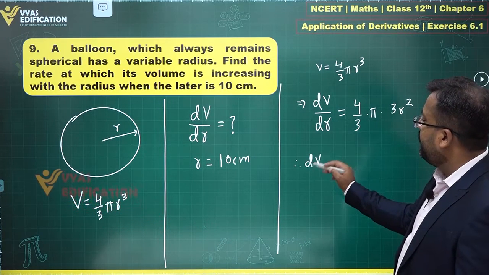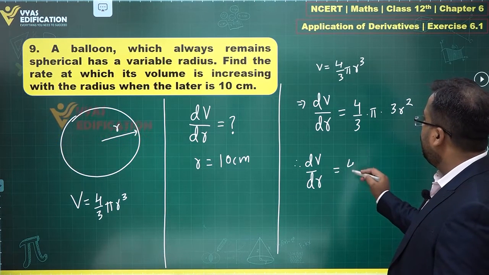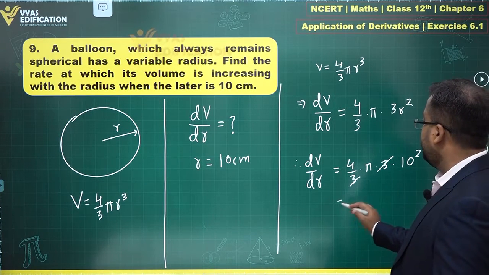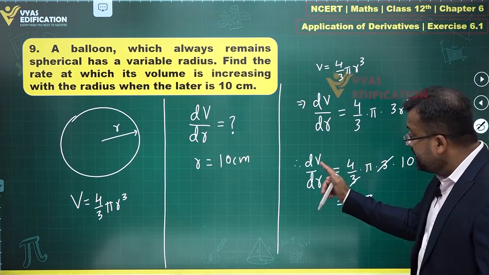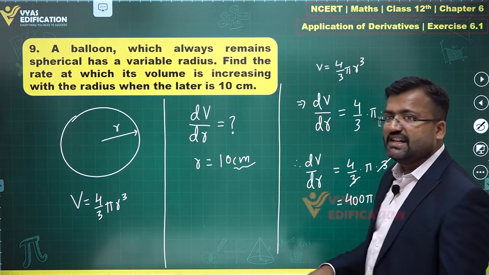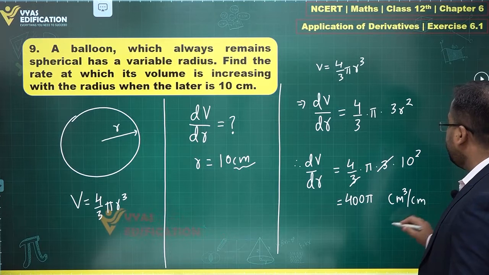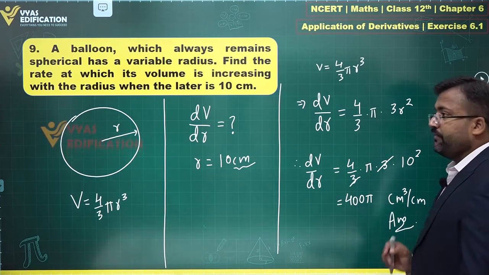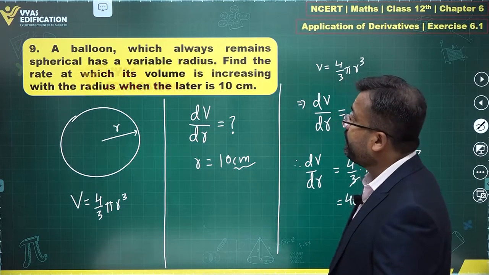Therefore, dV upon dr that is being asked will be equal to what? That will be equal to 4 by 3 times pi times 3 times 10 square. 3 goes with 3, 10 square is 100. 400 pi is what I'll get. And volume is centimeter cube. Since the only unit that is given is length, that is centimeter, this becomes centimeter cube, and this becomes centimeter. So it is centimeter cube per centimeter. That is my answer for this question. 400 pi centimeter cube per centimeter. Is that all? Yes, that's all in this question. Let's move on to the next one after this.